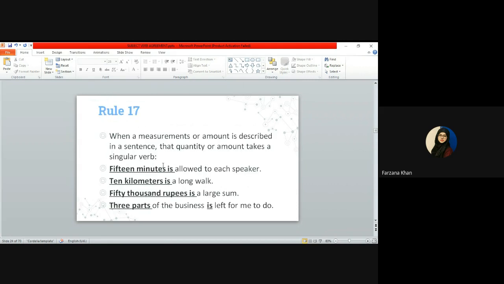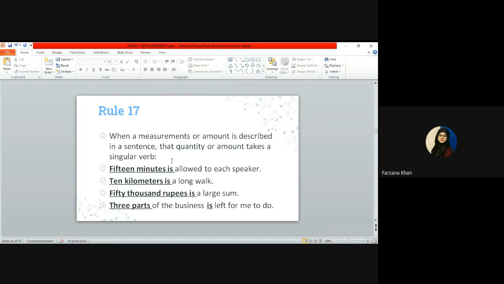The next rule is rule number 17. This is about the measurements which are used in sentences. When a measurement or amount is described in a sentence, that quantity or amount is taken as a singular. That's why it always requires a singular verb.